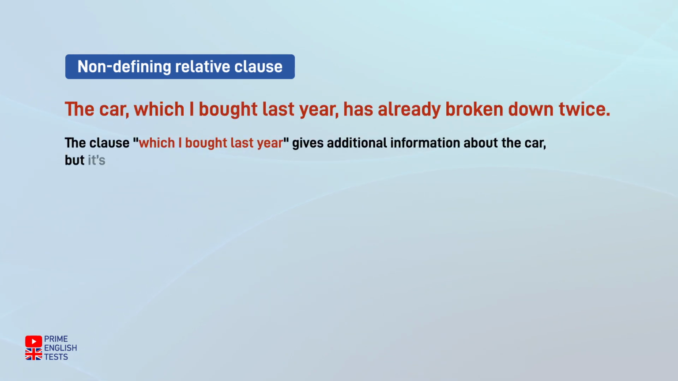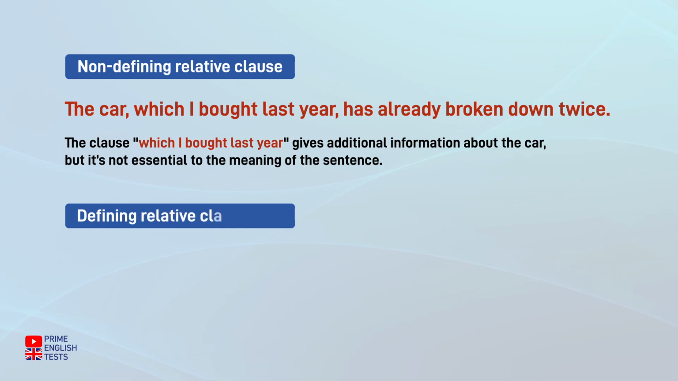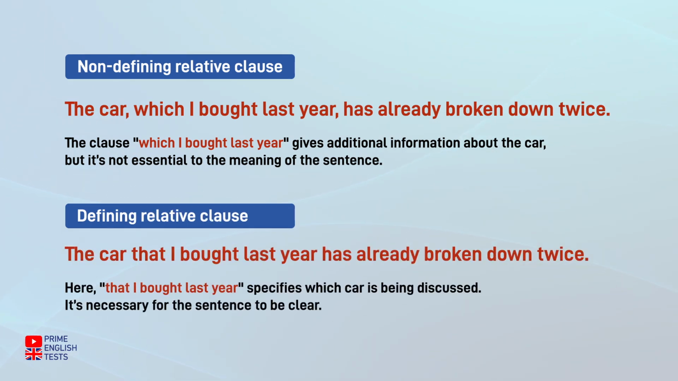The car, which I bought last year, has already broken down twice. The clause "which I bought last year" gives additional information about the car, but it's not essential to the meaning of the sentence. The car that I bought last year has already broken down twice. Here, "that I bought last year" specifies which car is being discussed. It's necessary for the sentence to be clear.